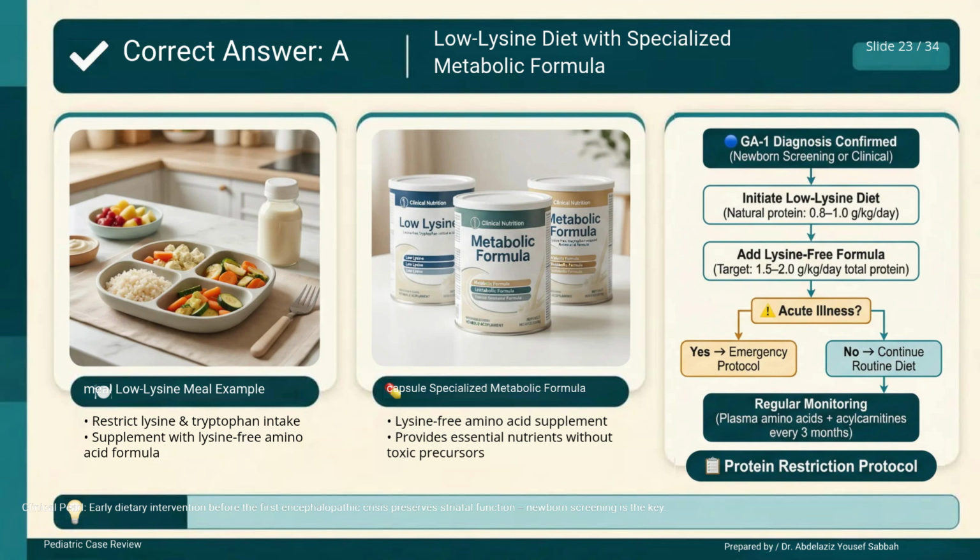During acute illness, an emergency protocol is activated. Early dietary intervention before the first encephalopathic crisis preserves striatal function, and newborn screening is the key to achieving this.